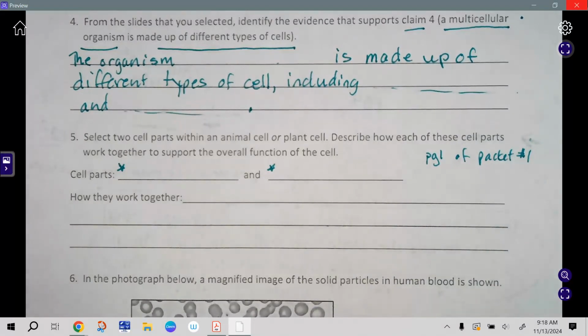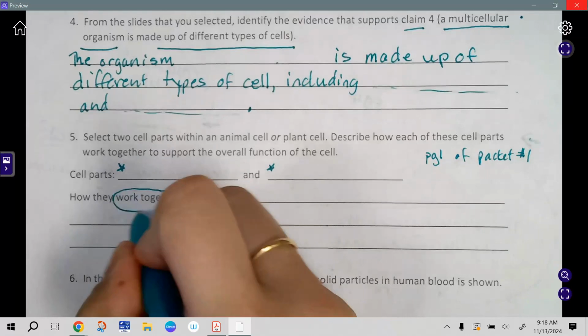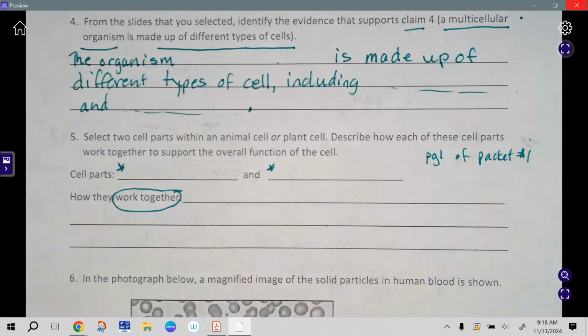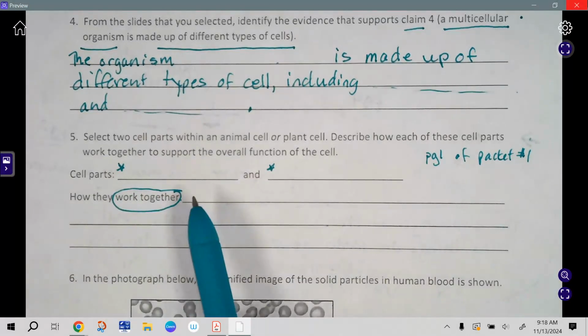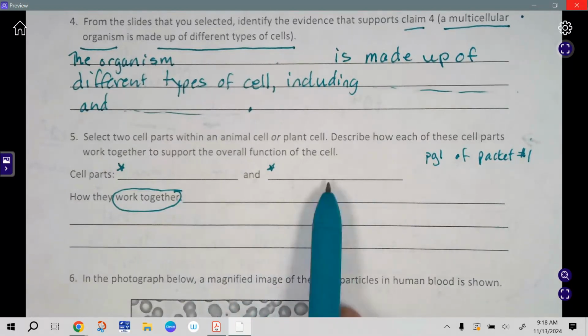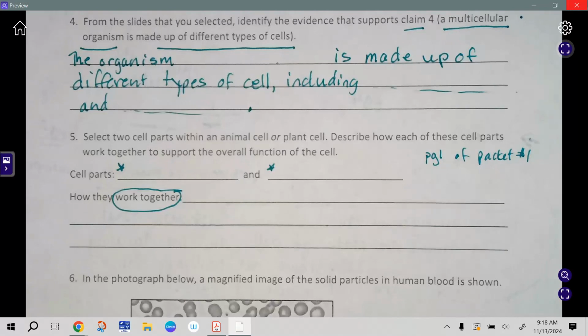And the important part is how they work together. How do they interact in order to do their job? So it's not just the job of each one, it's how those jobs are tied to each other.